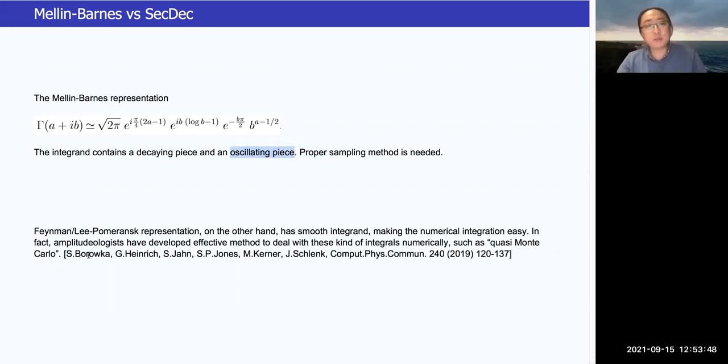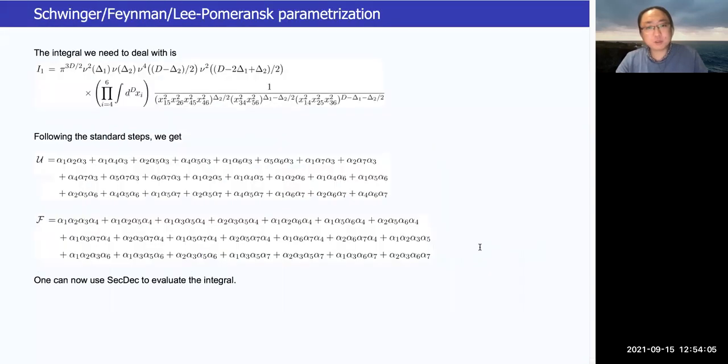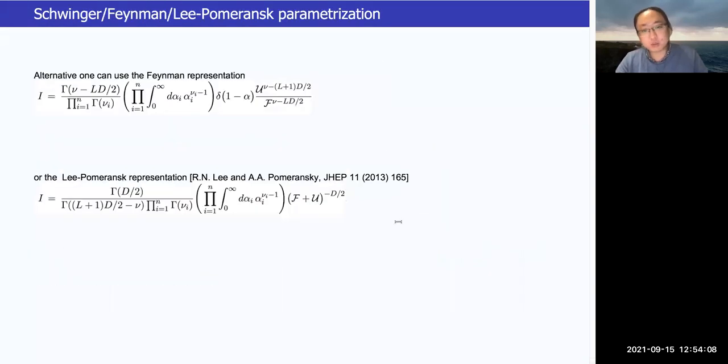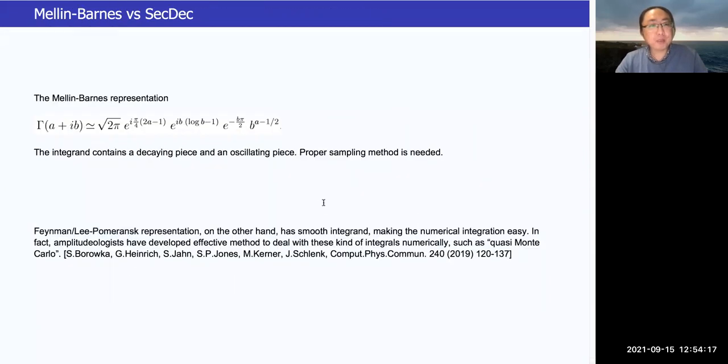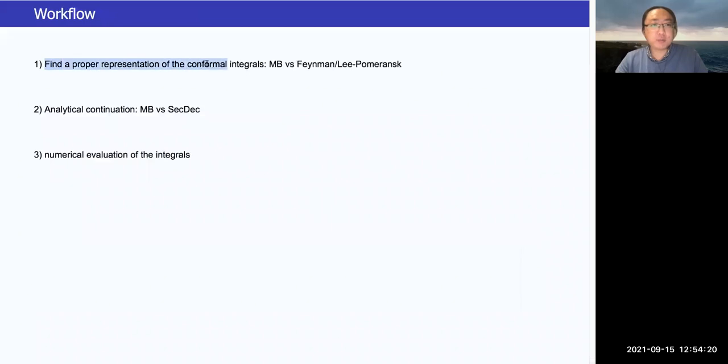But on the other hand, the Feynman or Lee-Pomeransky representation has a smooth integrand, which makes the numerical integration easy. People have developed methods to do this, so-called quasi-Monte Carlo simulations. In some sense, what I'm trying to say here is that this representation is very smooth, so it could be better for numerical evaluation later. So the workflow is that you find a proper representation of the conformal integrals, you analytically continue it using either Mellin-Barnes or sector decomposition, and then you numerically evaluate the integrals.